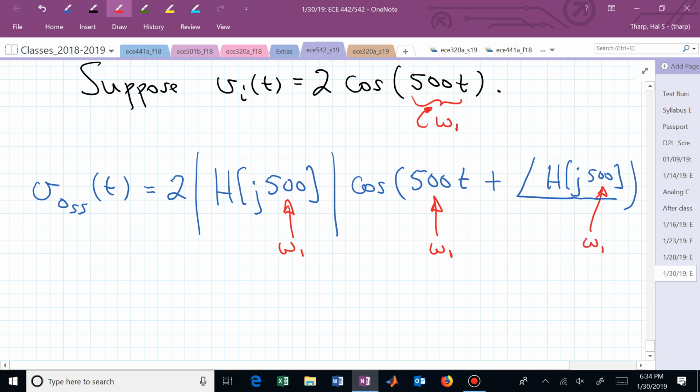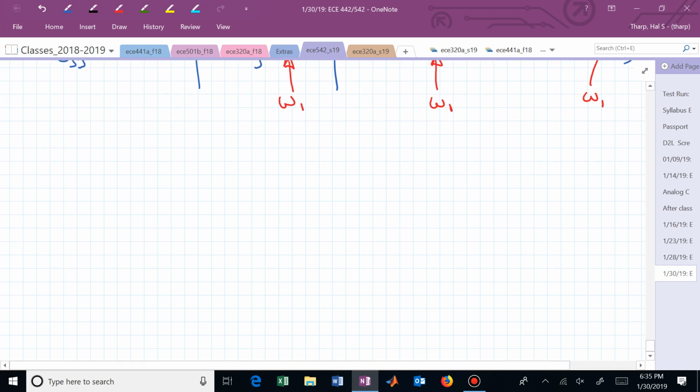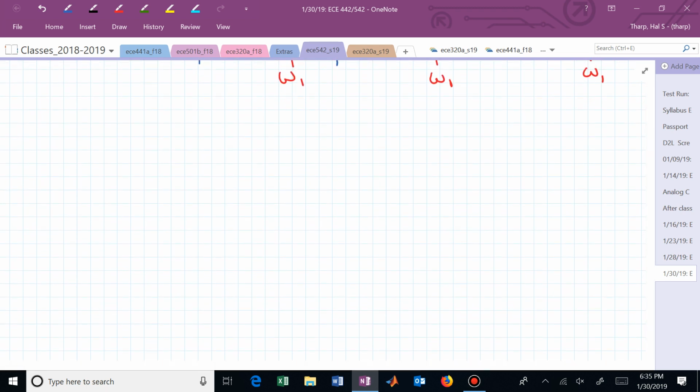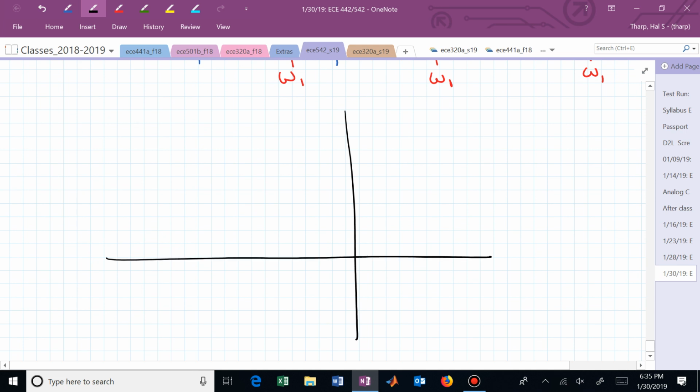So omega 1 is vital in this because it's what? That's how we're shaking our system. We're injecting a sinusoid at a frequency of 500 radians per second, and after the transients have decayed, everything in that system is going to be shaking at 500 radians per second. If you wanted to find those values, the magnitude and angle in the S-plane, you could do that with an S-plane pole zero plot. We just looked at it from our straight line Bode plot.